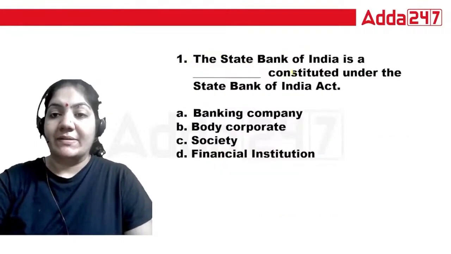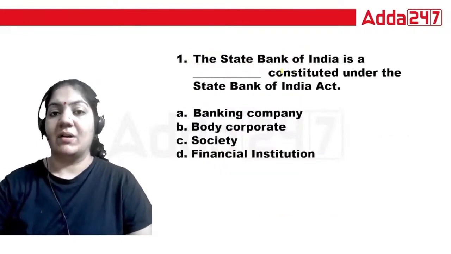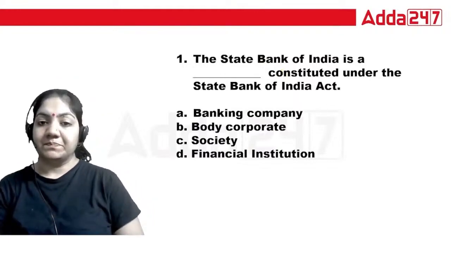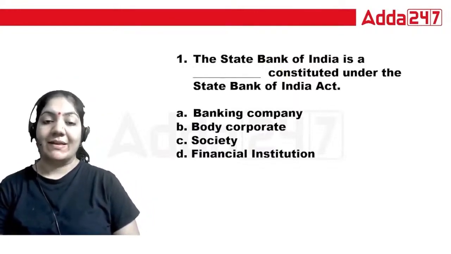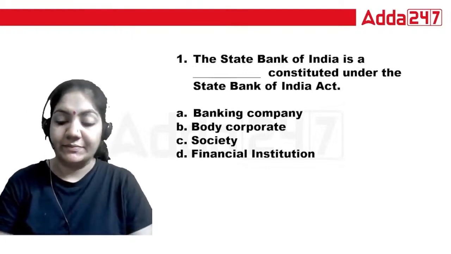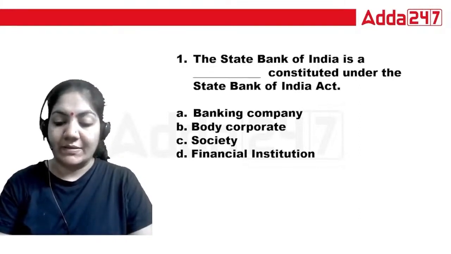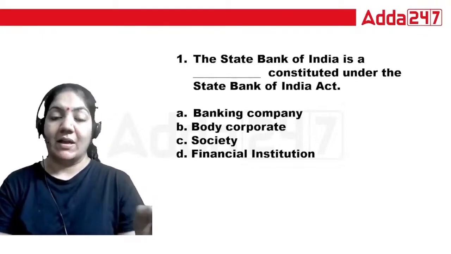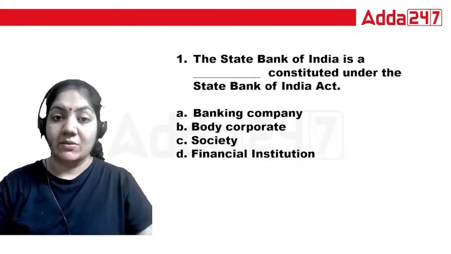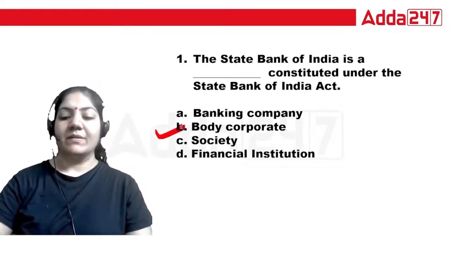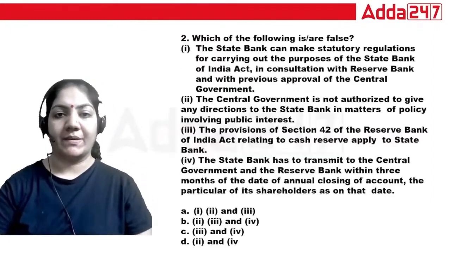The State Bank is dash constituted under the State Bank of India Act. Is it a banking company, body corporate, society or financial institution? Which of the following is the right answer? Yes, class. The State Bank of India, RRB, we know that they have a separate act, and the nationalized banks as well. So that's why this is the body corporate. This is the right answer. Next.